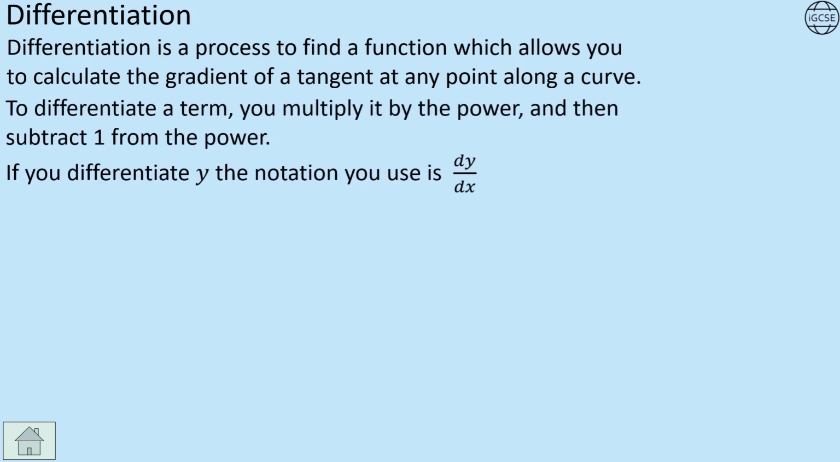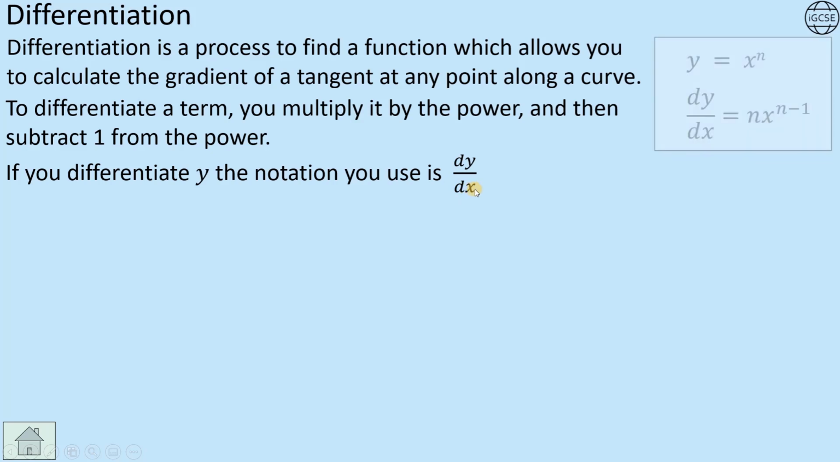Probably best to look at the notation so you're familiar with it. When we differentiate a term, you multiply it by the power and then subtract 1 from the power, and the notation we often see is this dy by dx. In terms of what that means, we're differentiating y with respect to x.